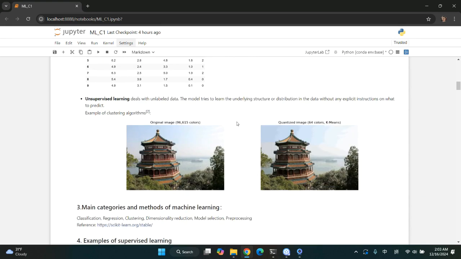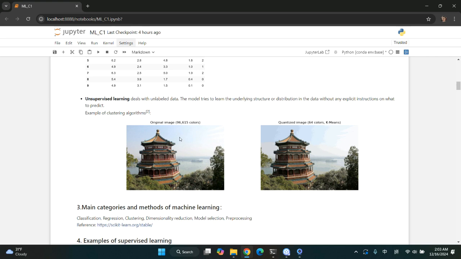Now let's look at unsupervised learning. Unsupervised learning deals with unlabeled data. The model tries to learn the underlying structure or distribution in the data without any explicit instruction on what to predict. I believe this sentence is hard to understand. No worries, I'm going to use one clustering algorithm example to show you what unsupervised learning is.